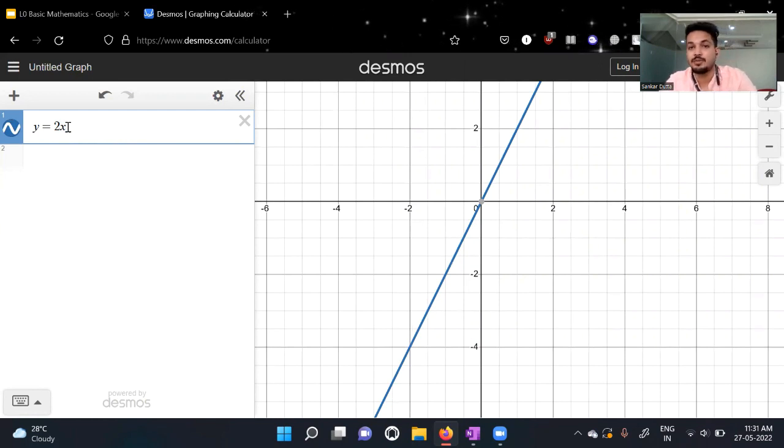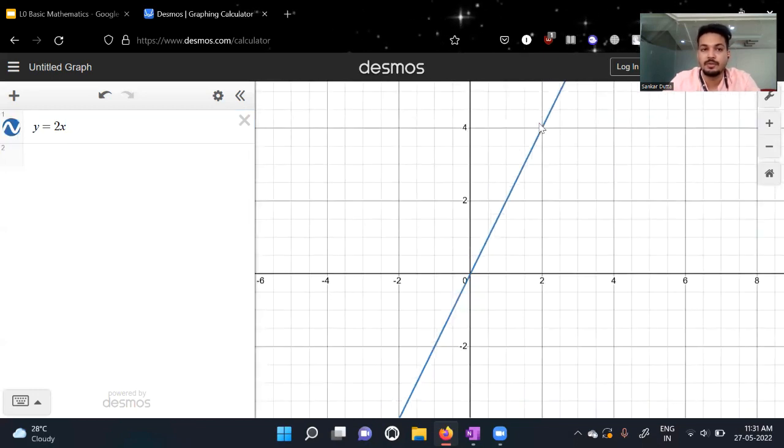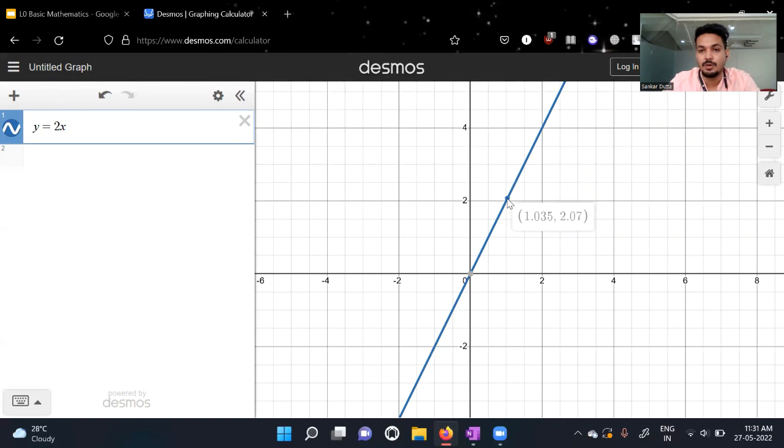Then you take x equals 1, y will come out to be 2. So you plug in 1 comma 2, then 2 comma 4, 3 comma 6, right? If I point like this, it will show, see, this is 2 comma 4. If I click on this, it shows me what number this is, 2 comma 4. This is 1 comma 2. See, this is 1 comma 2. It's also passing through 0 comma 0.